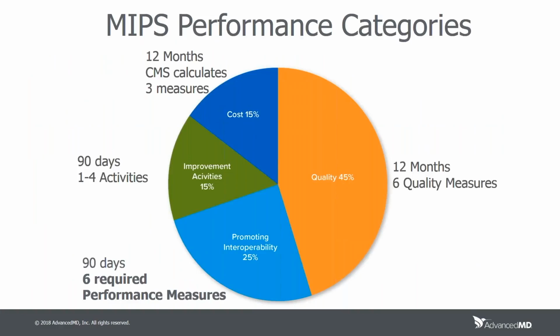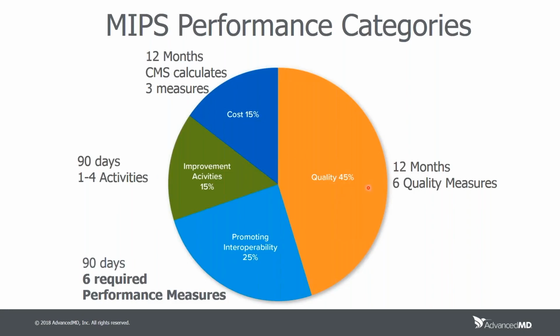The categories are the same as they have been for 2018. So we have our quality category, promoting interoperability, improvement activities, and our cost. For 2019, the quality category is going to be 45%. So that's down by 5%.